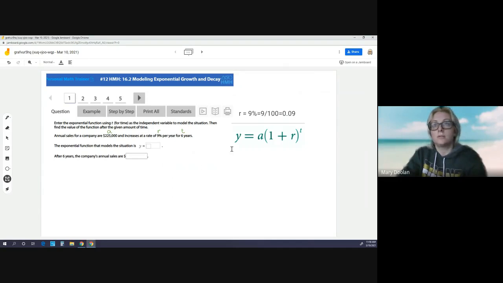So right here, I'm going to plug in. We have y equals A. We're going to use 225,000, open parenthesis, 1 plus R, which is 0.09, close parenthesis. And then to get that exponent, I'm going to have to just draw it in. So I'll just put a T here.